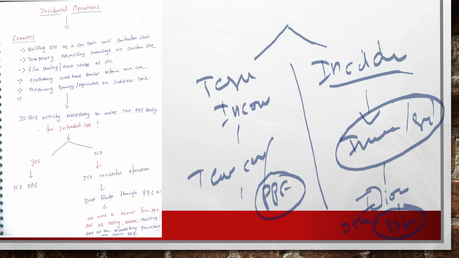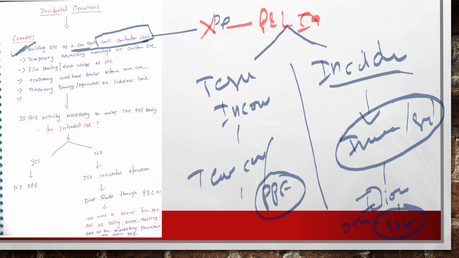Using the building site as a car park until construction is completed. If you give any space for car parking, or any other purpose, by renting to other persons until the construction period is completed, this is unrelated to constructing the PPE. So you should not reduce this other income from the PPE cost. It should be a P&L income.